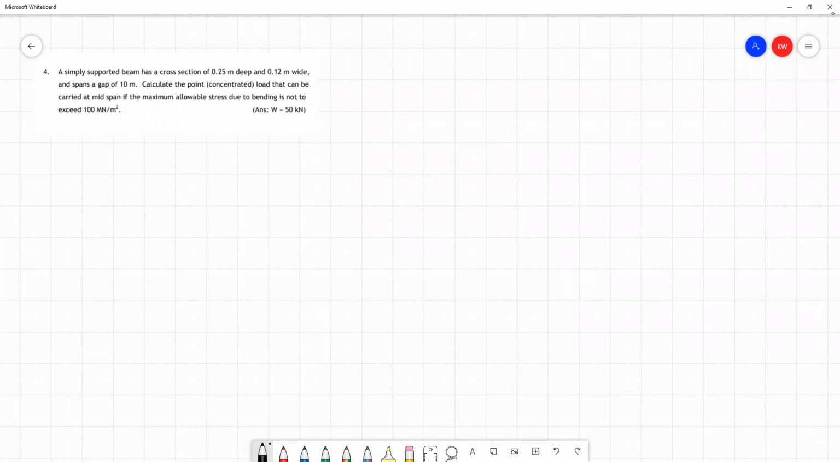We're told the cross-section of our beam here is 0.25 meters deep and 0.12 meters wide. Now, we could convert this into millimeters quite easily, but sometimes questions give us a wee clue about what we're to do with it. As long as we are consistent with our calculations, with all lengths in meters or all in millimeters, we're going to be fine here.